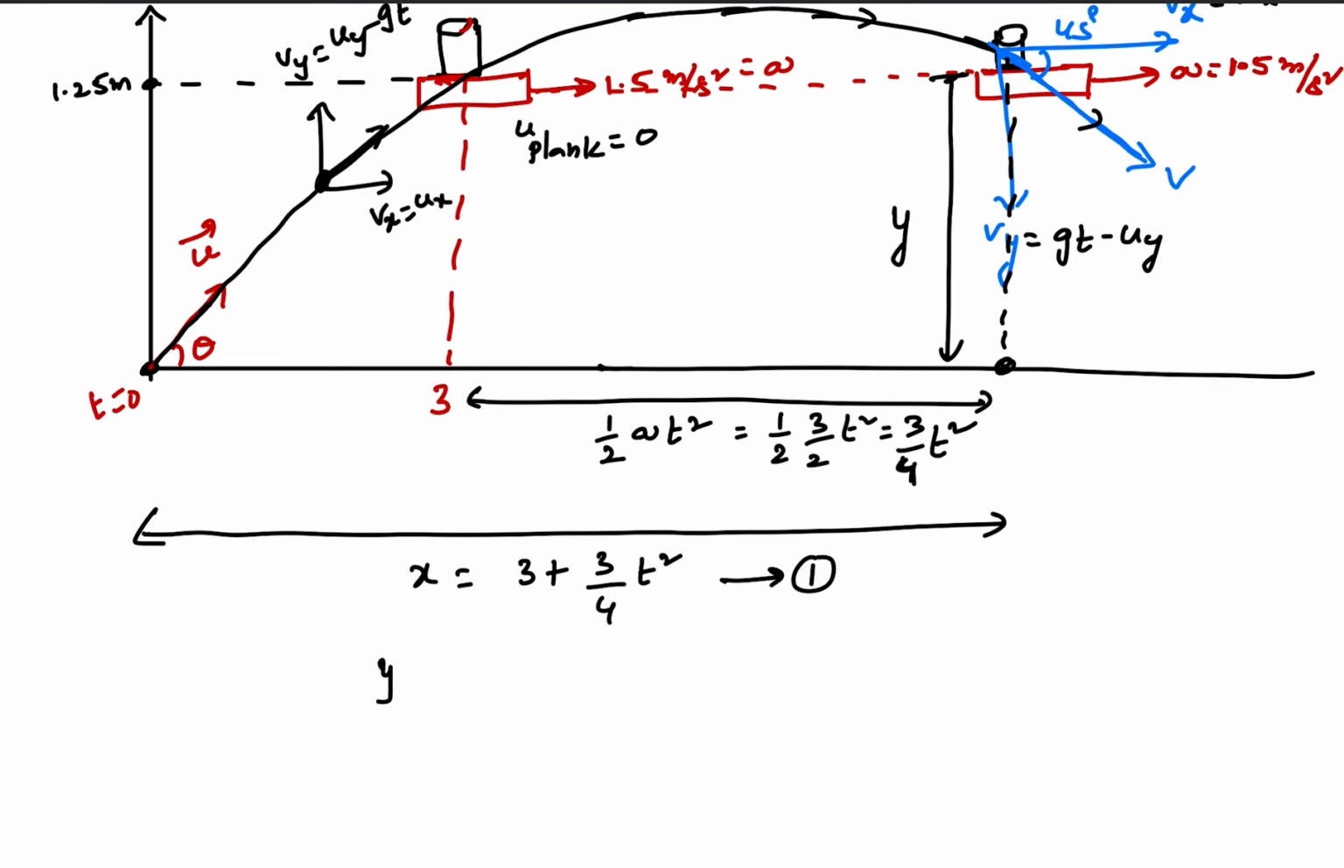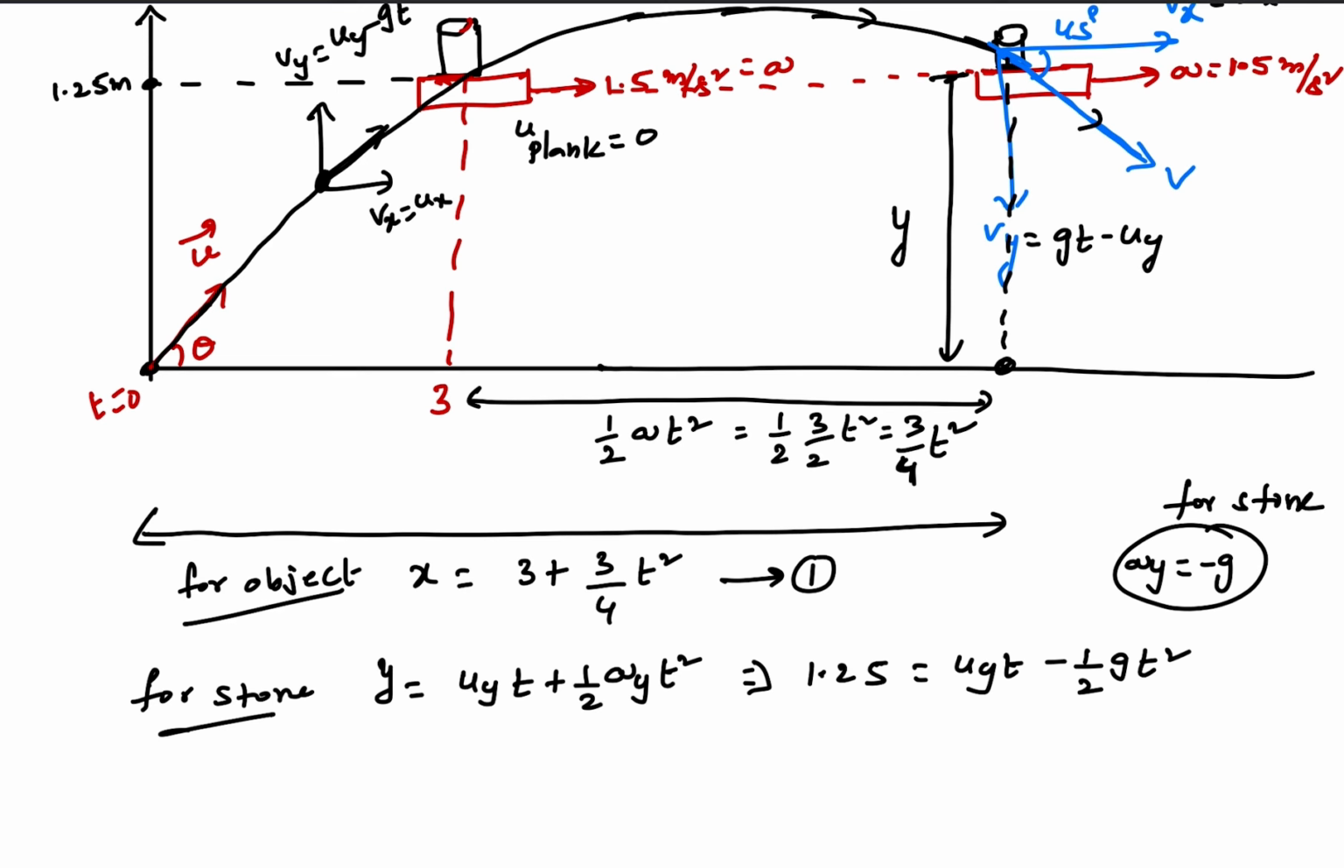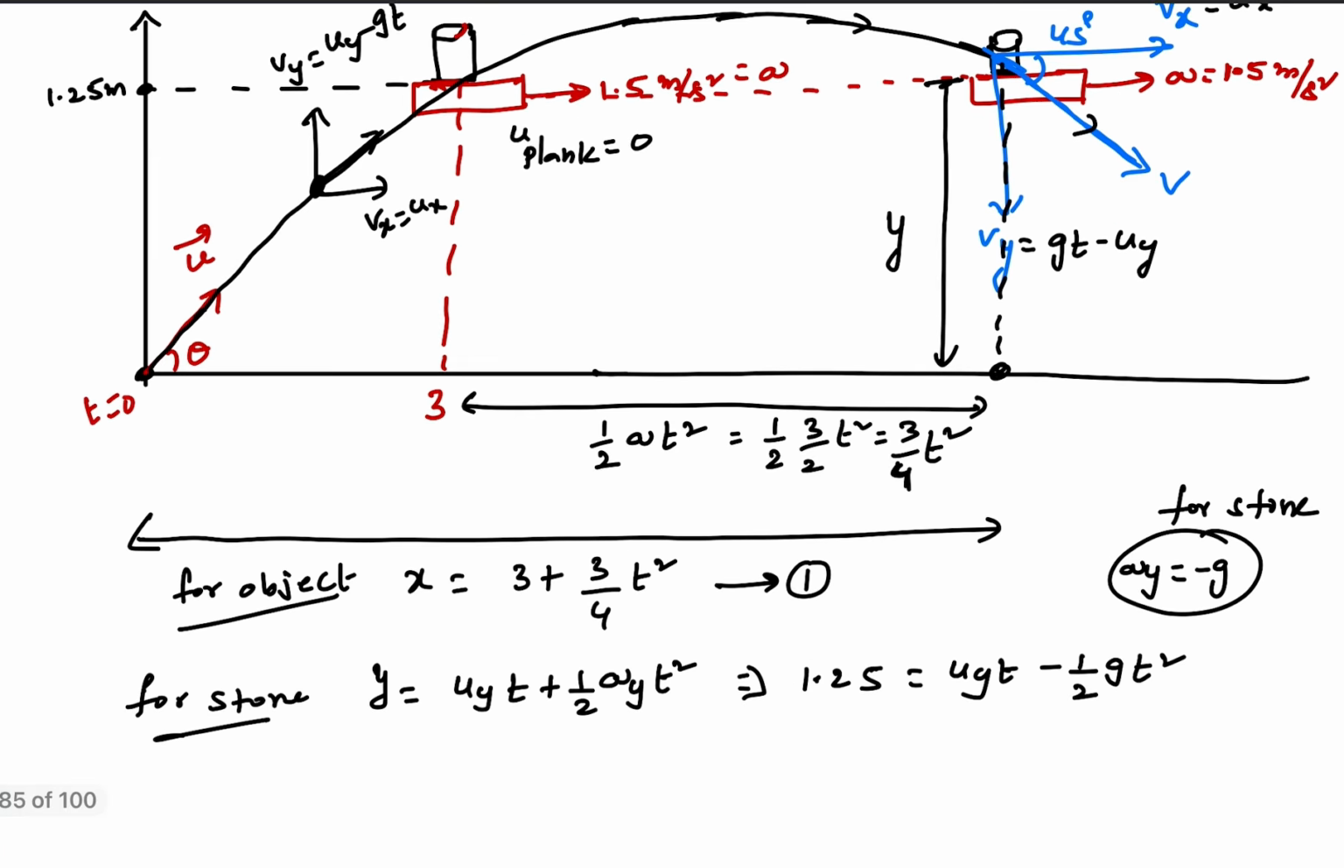Okay, let us consider the first equation. Next equation, y is equal to uyt plus half into ay into t square. This is for stone. First one is for object, x is for object. For stone I am writing y is equal to uyt plus half ayt square. That y value is already given. What is the y value? 1.25 is equal to uyt minus half into gt square. For stone ay value is minus g, it is moving under the effect of gravity.